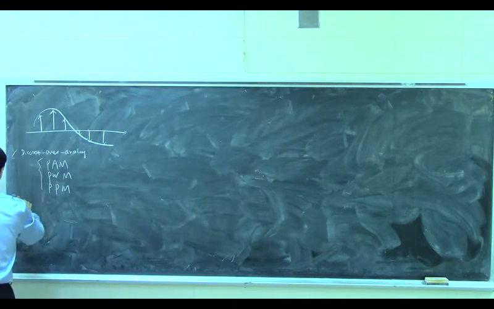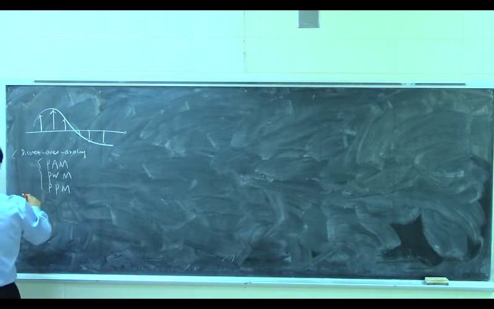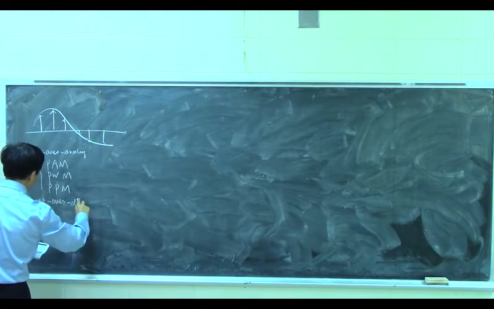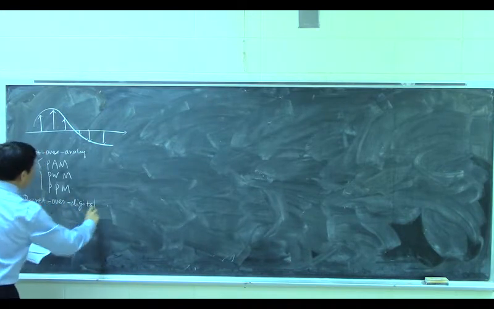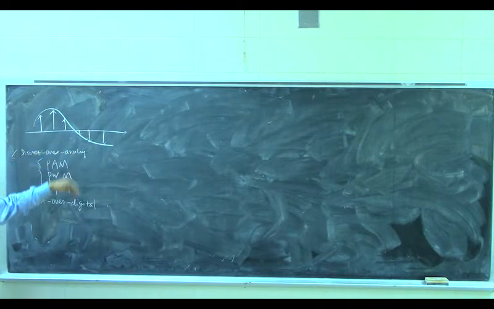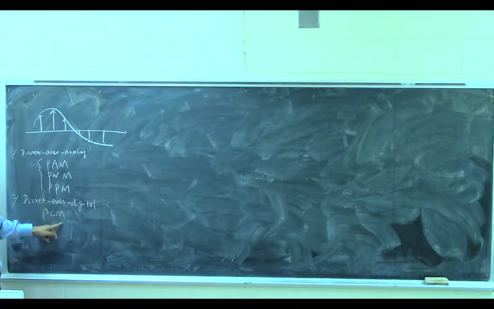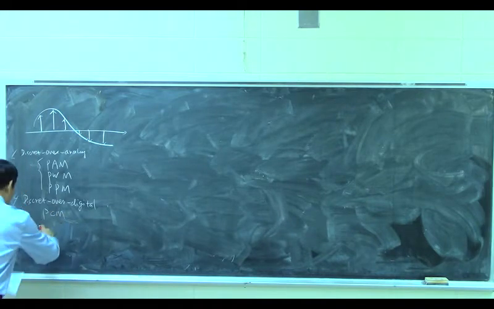And the next category is discrete over digital. That means we are going to transmit these discrete values through a digital channel. And we are going to discuss the method called PCM, pulse code modulation, and some variations also.